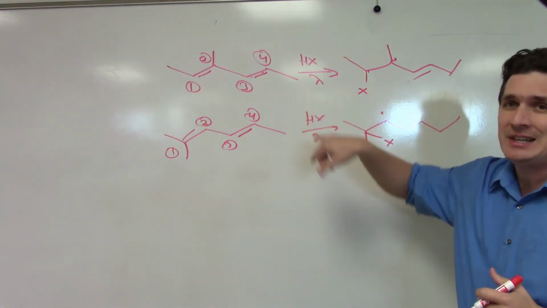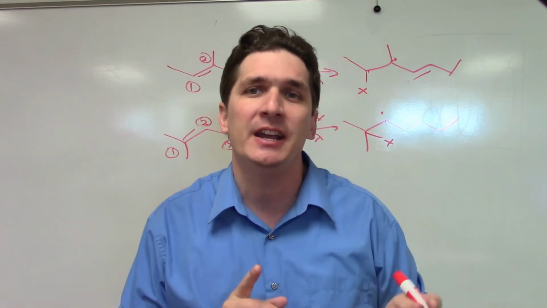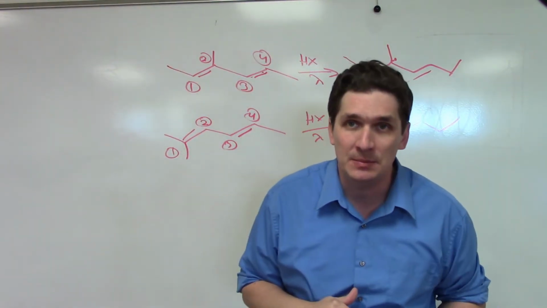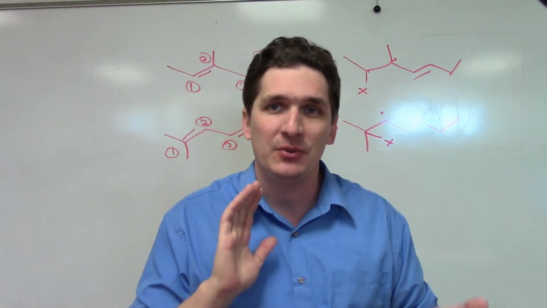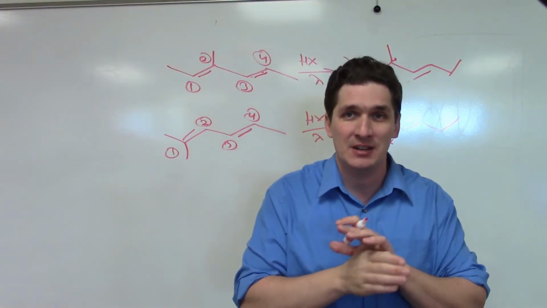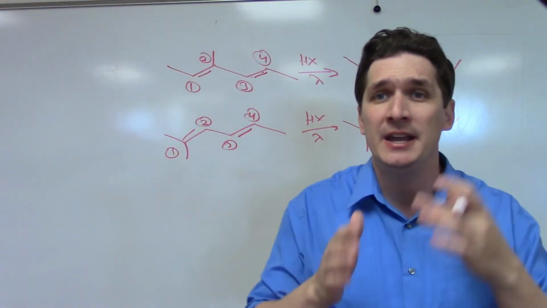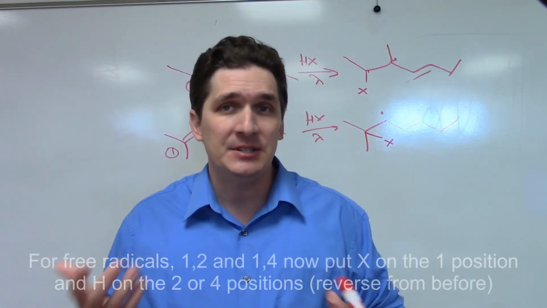So when we put these lambdas in here, when we start going for a free radical mechanism, the only thing we're going to change is that instead of adding hydrogen to the 1 position, we're going to add X to the 1 position. So it's an anti-Markovnikov in the sense that we're flipping the 1,2 and 1,4 additions. Instead of H being 1 and X being 2, now it's X being 1 and H being 2 or 4. That's all we're flipping. Now, exceptions to this.